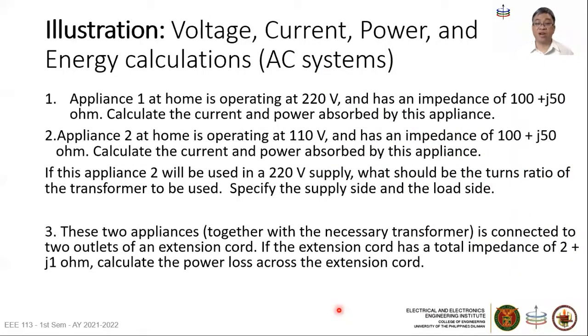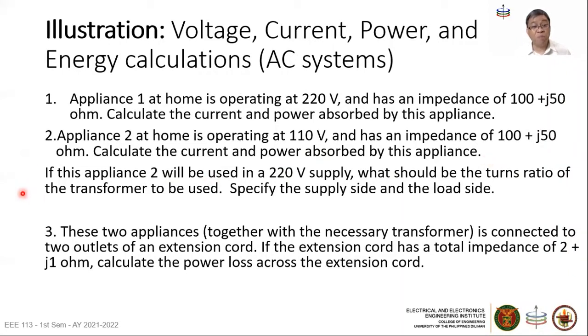Here's another example. We read through this first. Appliance 1 at home is operating at 220 volts. It has an impedance of 100 + j50 ohms. Calculate the current and power absorbed by this appliance. Item 2 says that there's a second appliance. Appliance 2 at home is operating at 110 volts, has an impedance of 100 + j50 ohms. Apparently, the impedances are equivalent. Calculate the current and power absorbed by this second appliance.